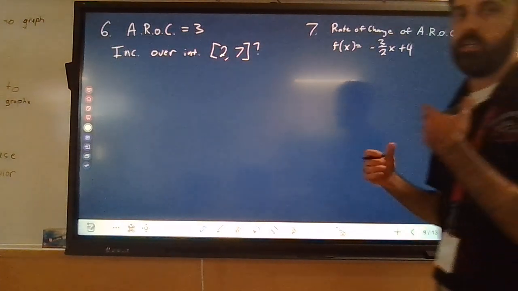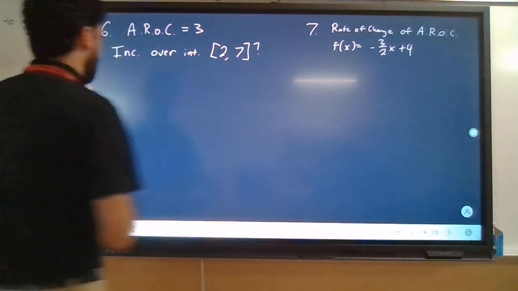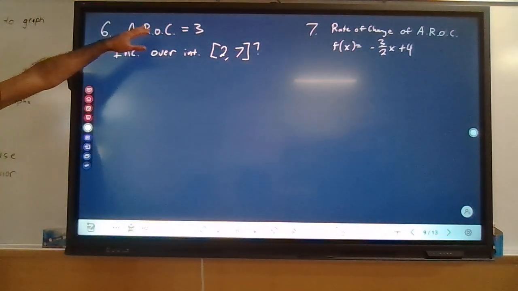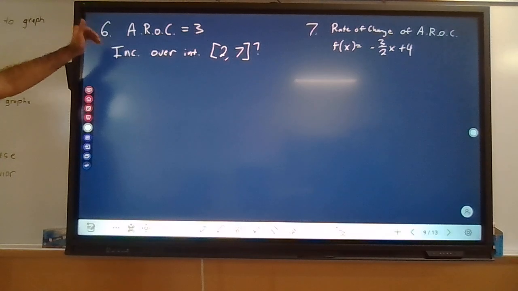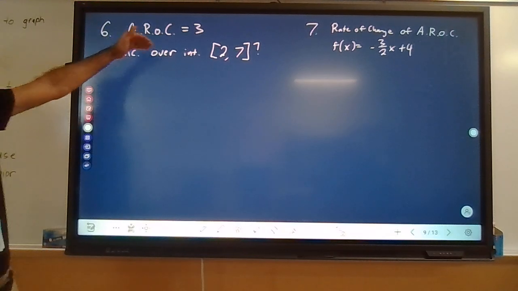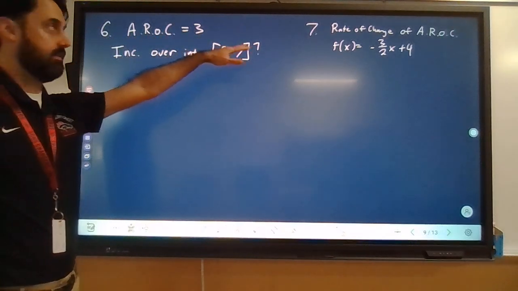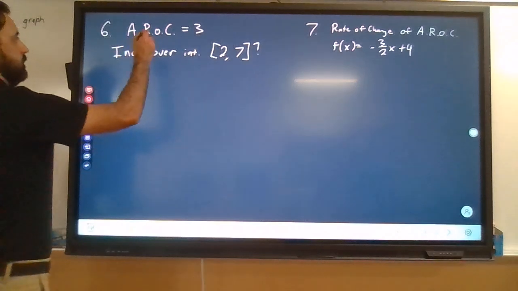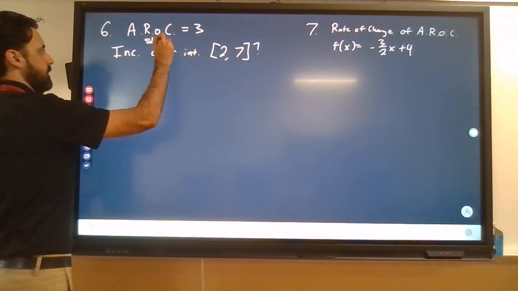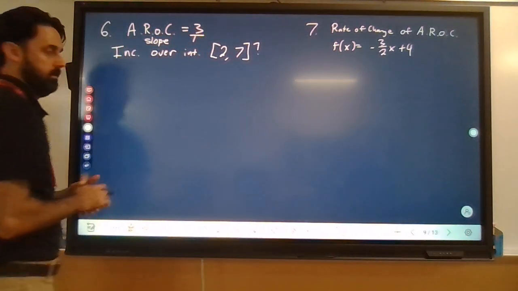All right, so number 6 is a conceptual question. We're told that the average rate of change is 3. We want to know how much the function increases over an interval from 2 to 7. Remember, average rate of change means slope. So that's telling us the slope is 3 over 1.